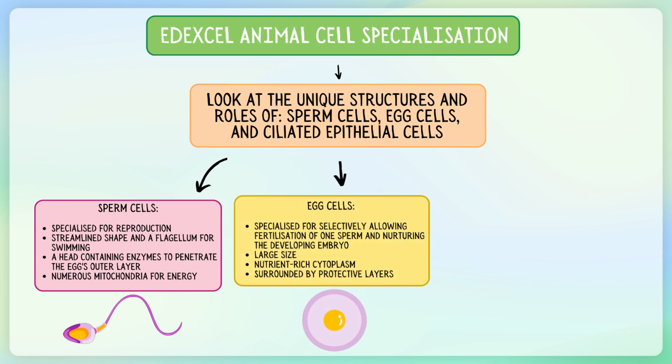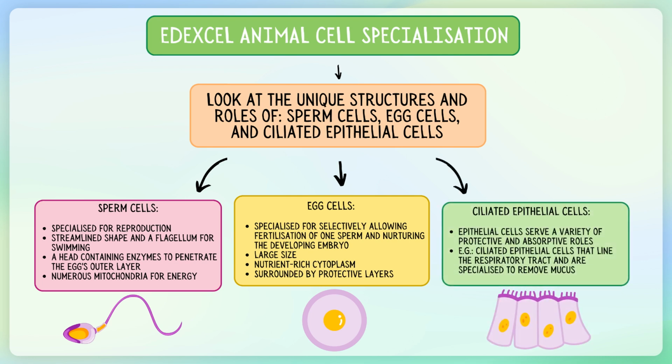Egg cells are specialised for selectively allowing fertilisation of one sperm and nurturing the developing embryo, characterised by their large size, nutrient-rich cytoplasm, and the layers of protective material surrounding them. Epithelial cells serve a variety of protective and absorptive roles, forming continuous sheets that line various surfaces of the body. This includes ciliated epithelial cells that line the respiratory tract and are specialised to remove mucus. Understanding these examples highlights the importance of cell specialisation in ensuring that our bodies can perform complex functions efficiently. Each specialised cell type has unique structures and features that enable it to effectively carry out its specific role.